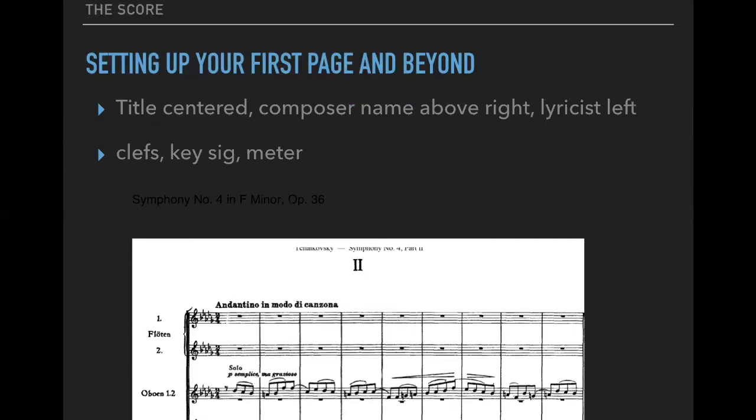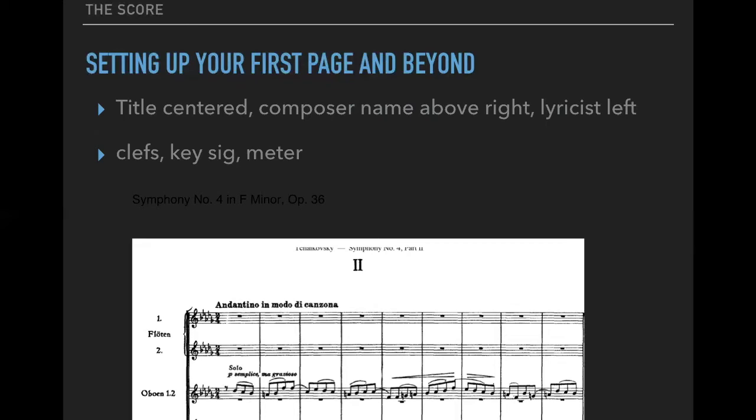What about clefs, key signatures, meters? Here we have Tchaikovsky's Fourth Symphony, the second movement. Of course, we have the clefs on the left. Key signatures follow, then the meter. Take a moment to think about this. Did you know that the order of events is clef, key signature, meter? You might have been switching meter with key signature, which is a common mistake.